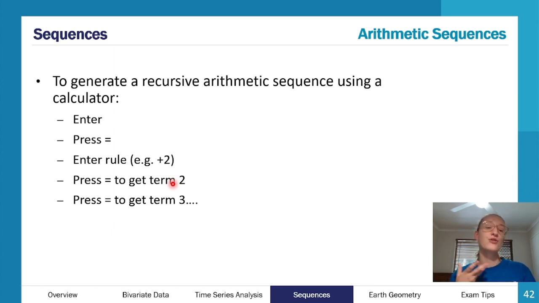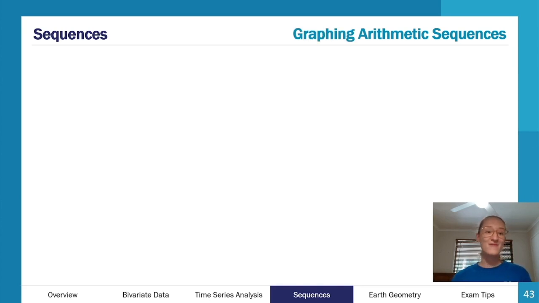That'll give you your second term. And because your calculator knows that you want to make a sequence, it's going to keep doing this the more you press enter. So you press enter again to get term 3, press enter again to get term 4, and you just go on and on. If you keep track of how many times you've pressed enter, it can help you find a term further on in the sequence, which is really helpful.